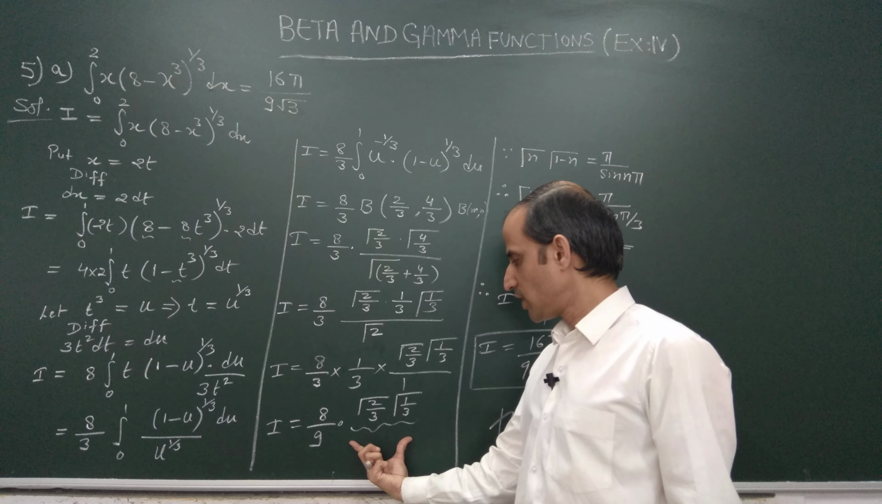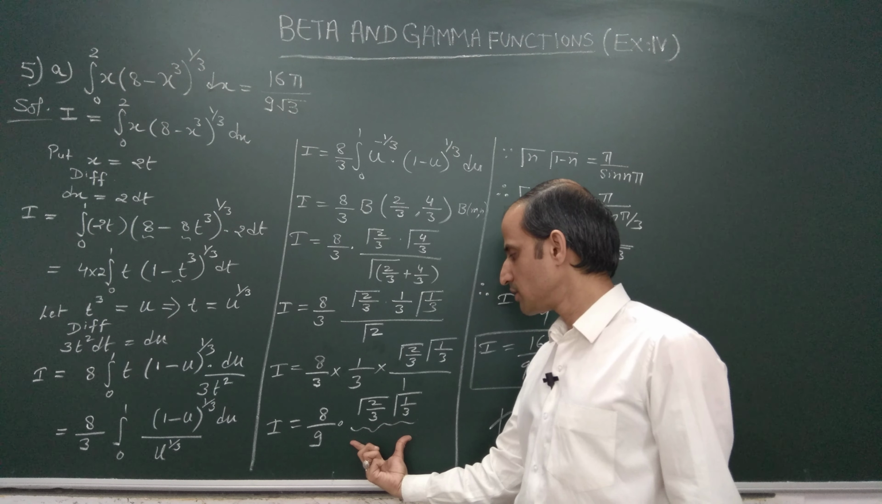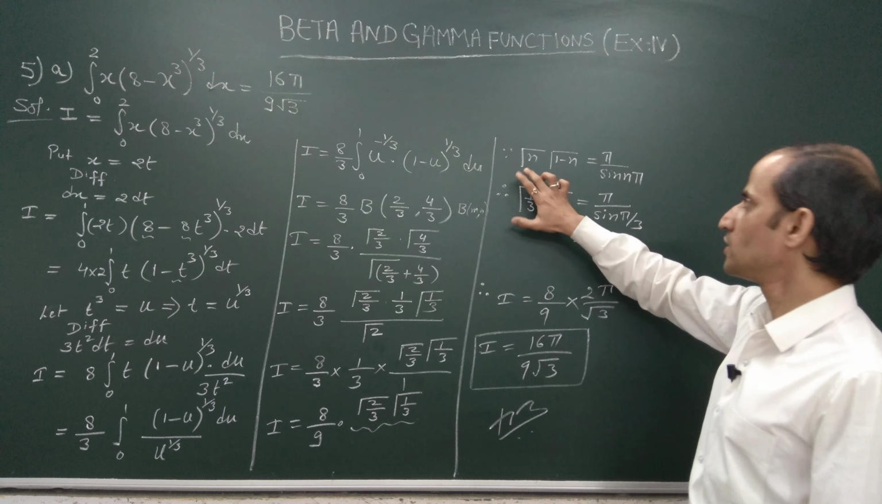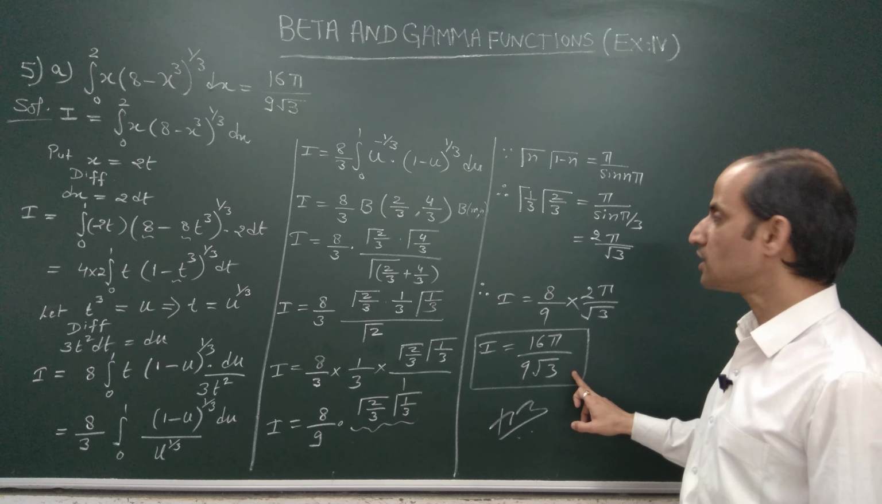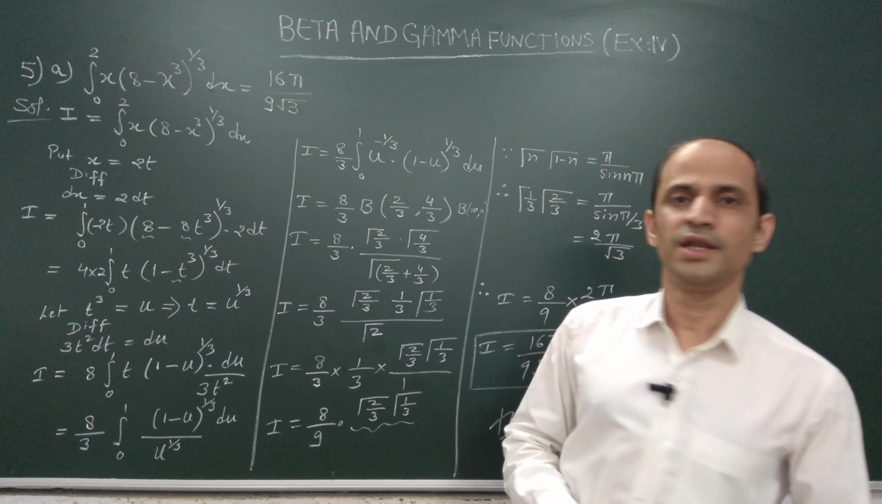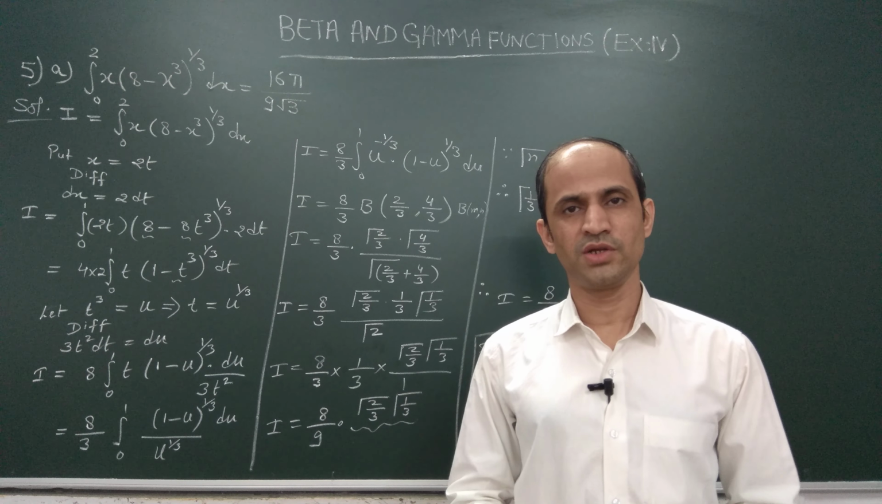Now we have calculated this value separately using the property gamma n into gamma 1 minus n is equal to pi upon sin n pi. Putting n equal to 1 upon 3 we get this equal to 2 pi upon root 3. Therefore, putting this value we get I is equal to 16 pi upon 9 root 3. Clear? Now in the next class we will do the remaining questions. Thank you.